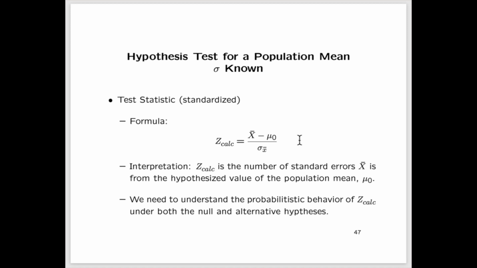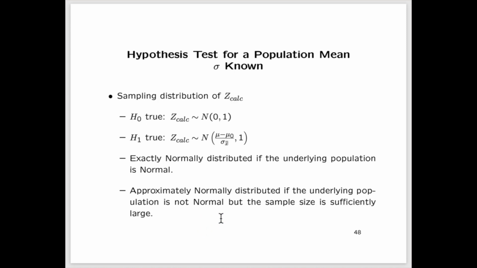So we need to understand the probabilistic behavior of zcalc under both the null and alternative hypotheses, but primarily in terms of setting up the test and determining the rejection criteria, we need to understand the probabilistic behavior of zcalc under the null hypothesis. All right, and so we know that if the null hypothesis is true, then the mean of the sampling distribution of zcalc will be 0, and if the alternative hypothesis is true, then the mean of the sampling distribution of zcalc will be non-zero. It will be something else different from 0, and in particular, it will be equal to mu minus mu naught over the standard error of x bar.